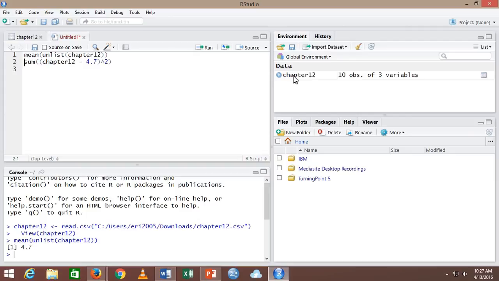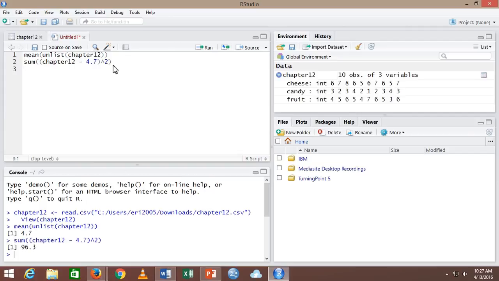Now I want to take each person, subtract the mean, square it, and add it up. So that's all I did. I did each person in the chapter 12 data set, so all 30 people, minus the grand mean, 4.7, squared, remember the little caret thing means squared, add it up. Should give us 96.3.